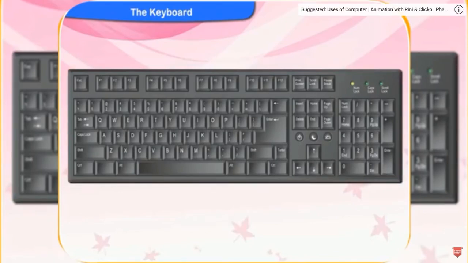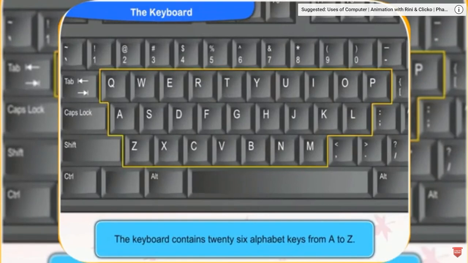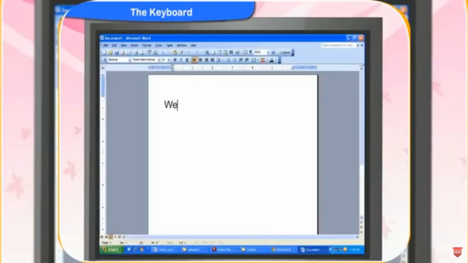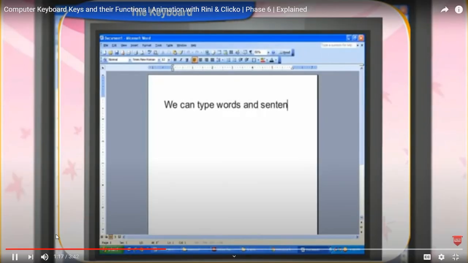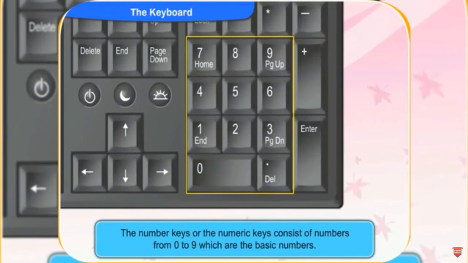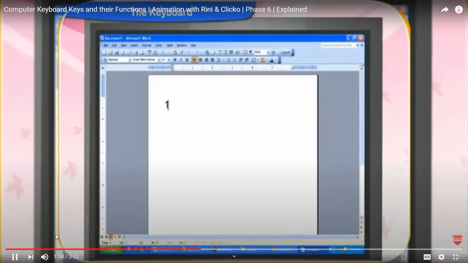Yes, the keyboard contains 26 alphabet keys from A to Z. We can type words and sentences in the computer using the alphabet keys. The number keys are also called the numeric keys. It consists of numbers from 0 to 9, which are the basic numbers. The numeric keys are used for typing numbers.